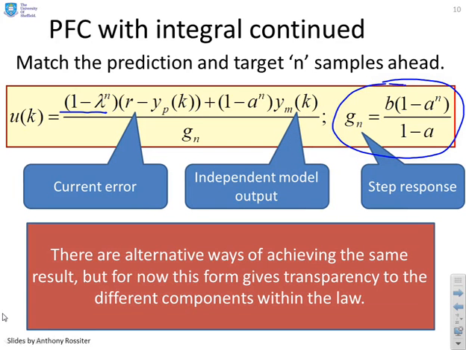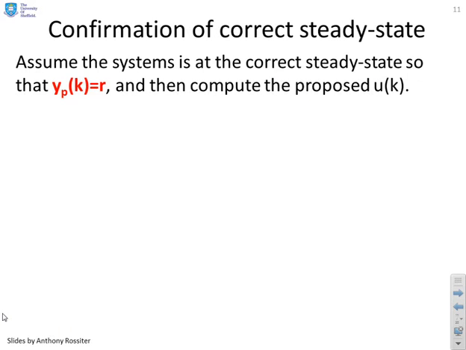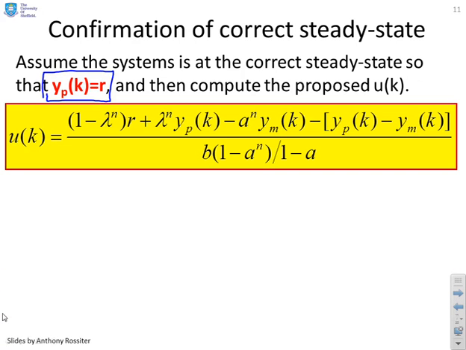So you're still asking, okay, but why has this got an integrator? So let's assume that we're already at the correct steady state. So let's assume that yp of k equals r, and let's see what that does with this control law. So there's my control law. I've just repeated it from the previous slide, and now what I'm going to do is substitute this assumption in wherever I see yp.